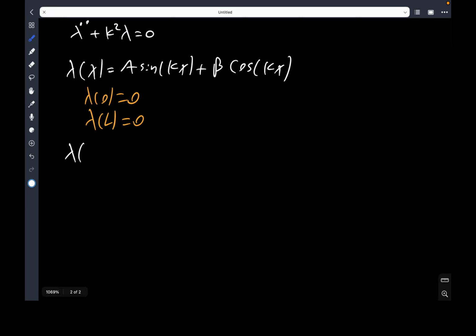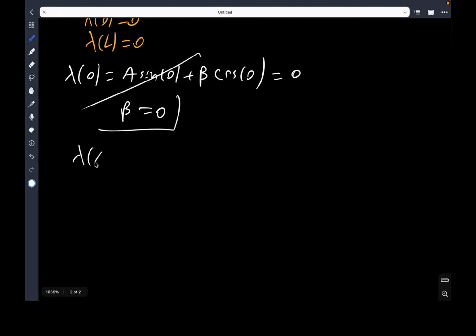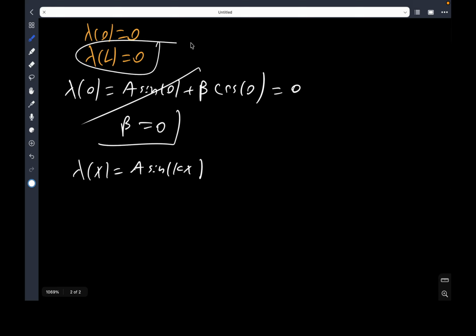Lambda of 0 is A sine of 0 plus B cosine of 0, which is 0. So sine of 0 is 0, thus I'm going to get B cosine 0, and cosine 0 is 1. So I'm going to get B equals 0, thus lambda of x is going to be A sine kx. Now let's plug in the second boundary condition.